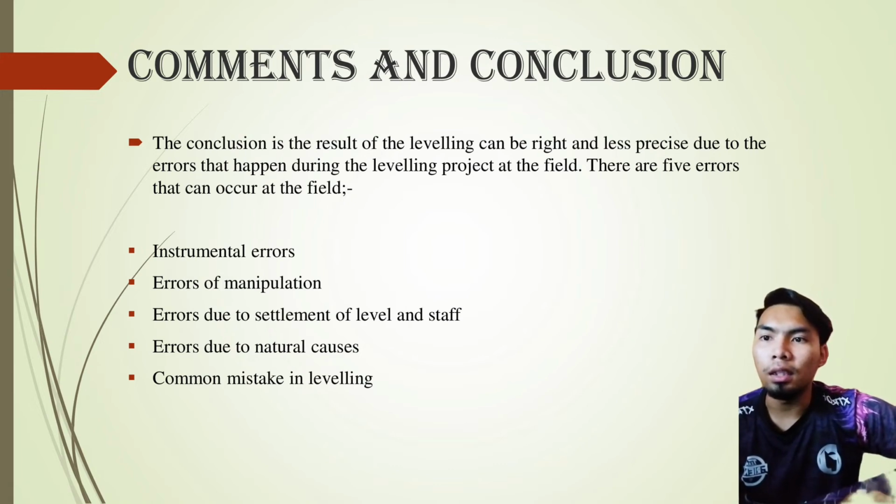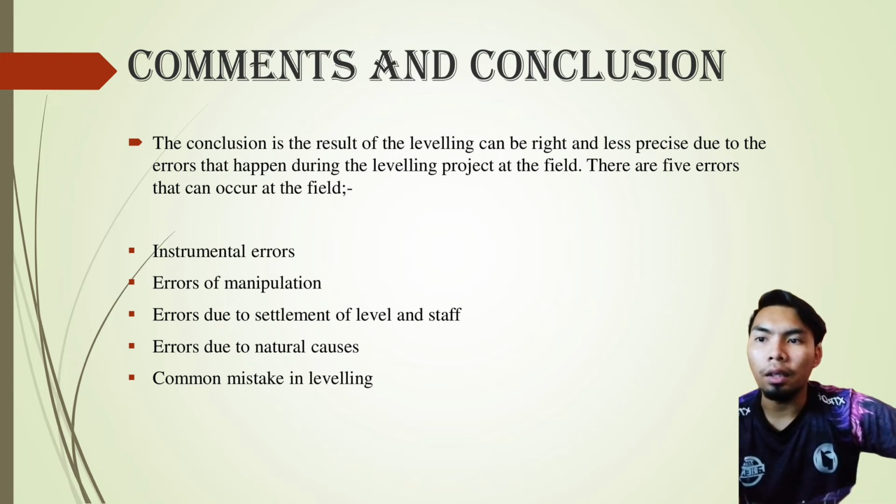Then I will continue about comments and conclusion of this fieldwork project. The conclusion is, the result of the leveling can be wrong and less precise due to the errors that happen during the leveling project at the field. There are 5 errors that can occur in the field.